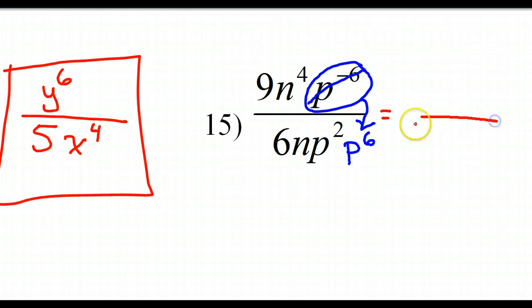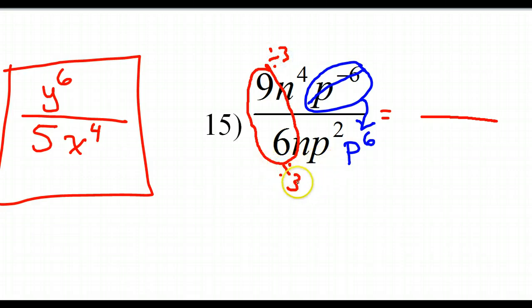Okay, so now if I will do the 9 and the 6 now. Focus on that. 9 over 6, both of these are divisible by 3. So we're dividing by 3, we are dividing by 3. That's how you reduce. 9 divided by 3 is 3. 6 divided by 3 is 2. So 9 over 6 reduces to 3 over 2.